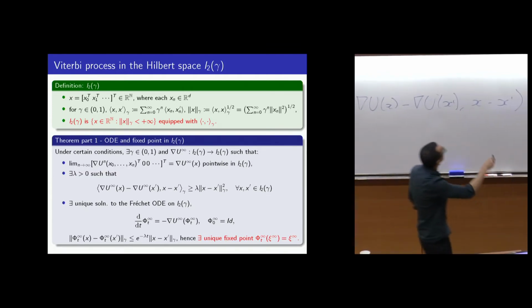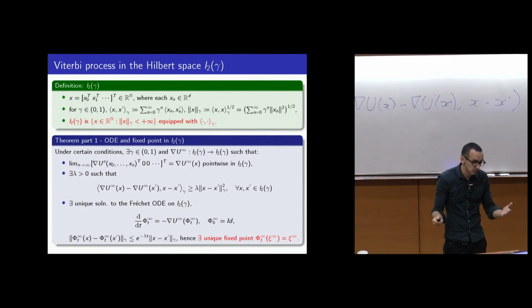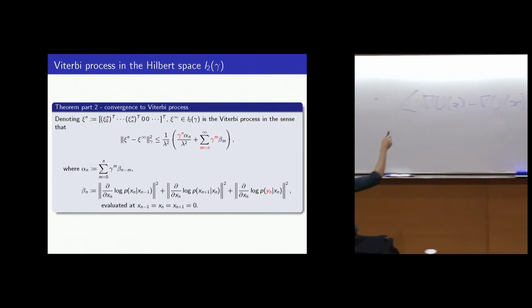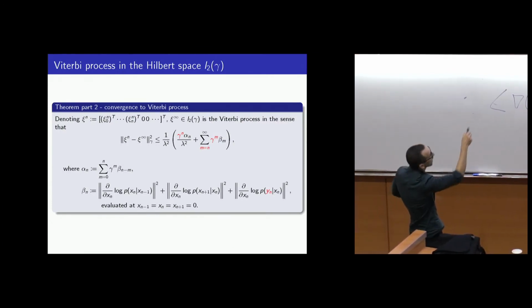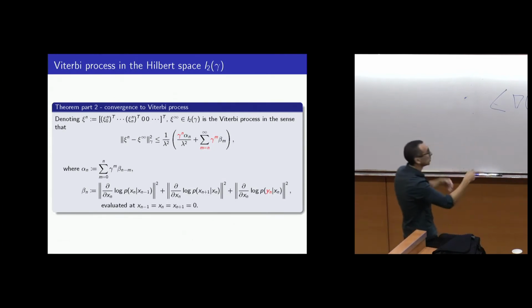Okay, so once I've got this object, I want to verify that it is indeed the Viterbi process now. So what does that mean? That means I want to be able to say that the MAP estimators on a finite time horizon converge to it. So I'm going to do that in the Hilbert space as well. So I take my MAP estimate and I pad it out with zeros so it lives in the right space. Okay? And then, at least again under some conditions, I can obtain a bound on the norm in the Hilbert space that looks like this.